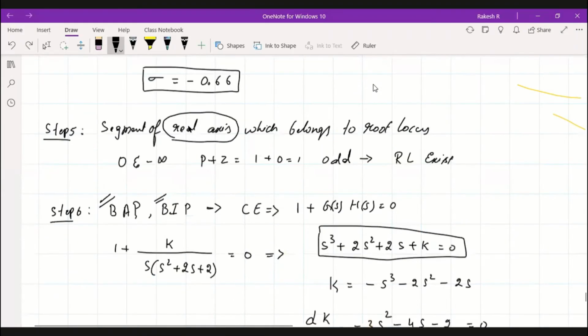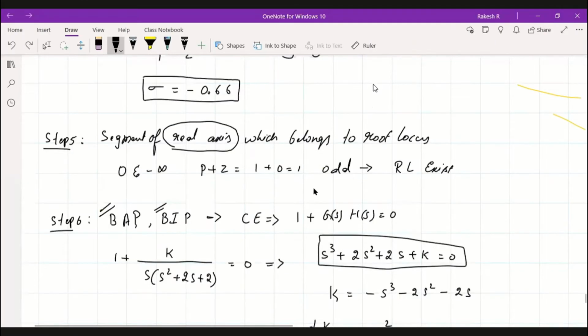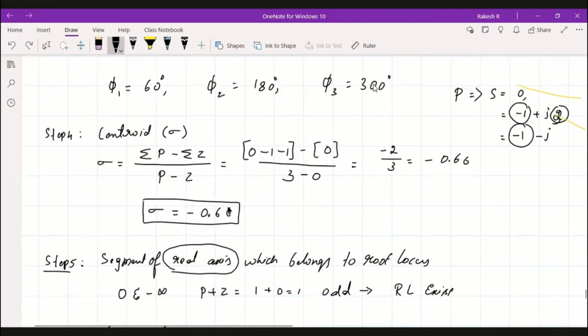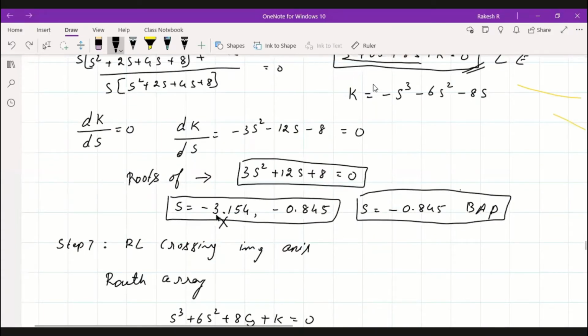When can we say it's a valid breakaway and break-in point? In the previous example, we got only the breakaway point, not the break-in point. A breakaway point should lie on the real axis, and on the real axis the root locus should exist.